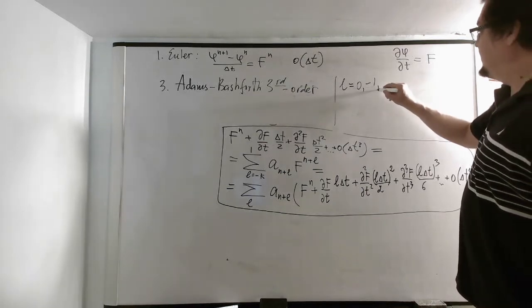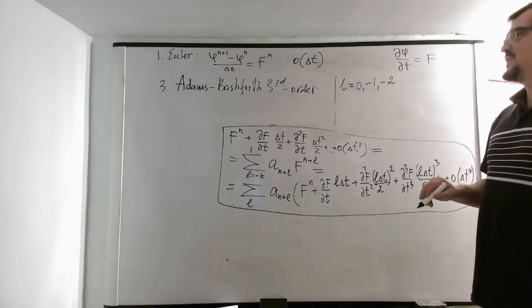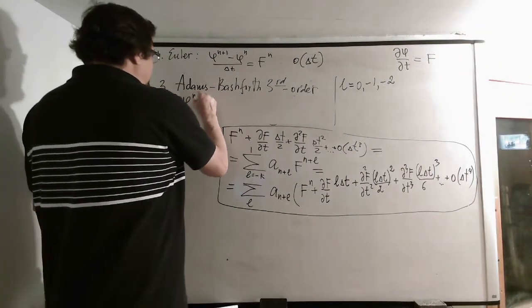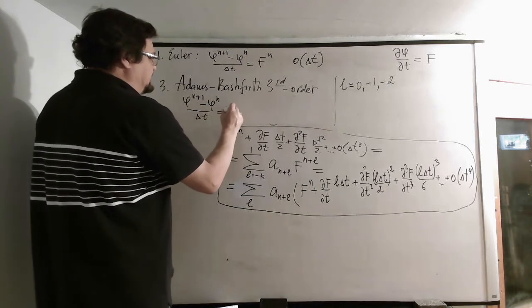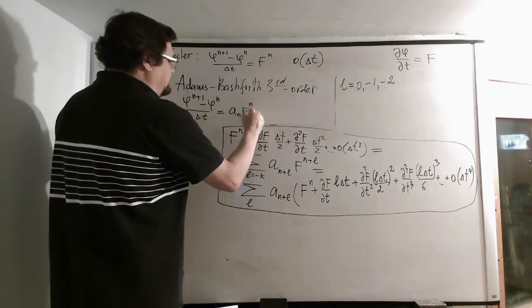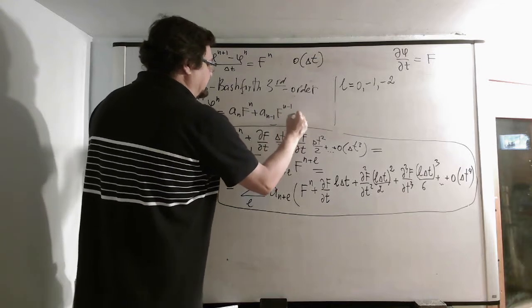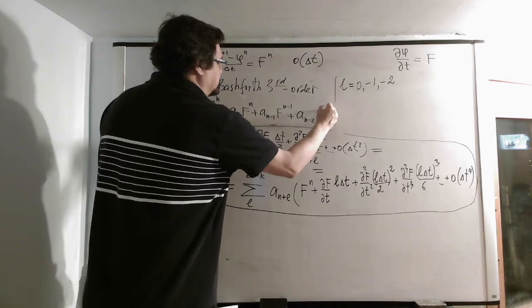So now we have this scheme, which is phi n plus 1 minus phi n over delta t, still forward in time, but equals to this a n f n plus a n minus 1 f n minus 1 plus now third one a n minus 2 f n minus 2.